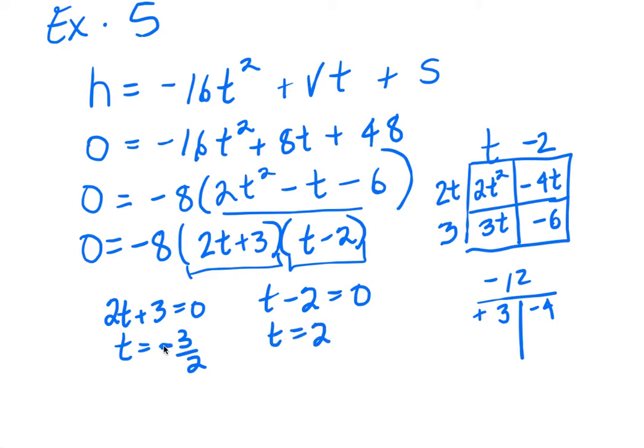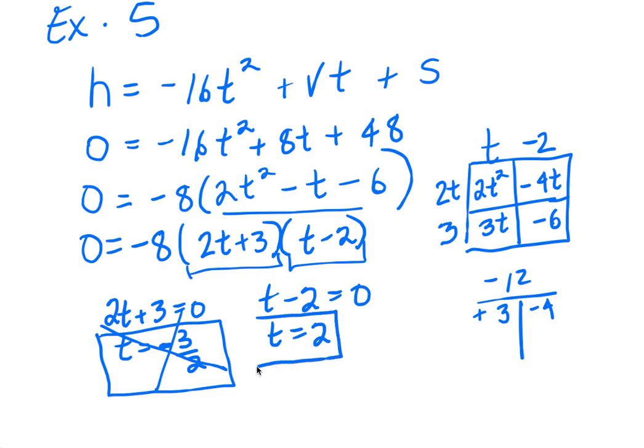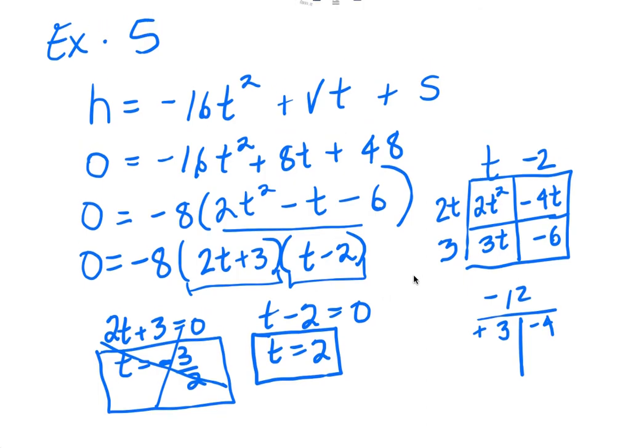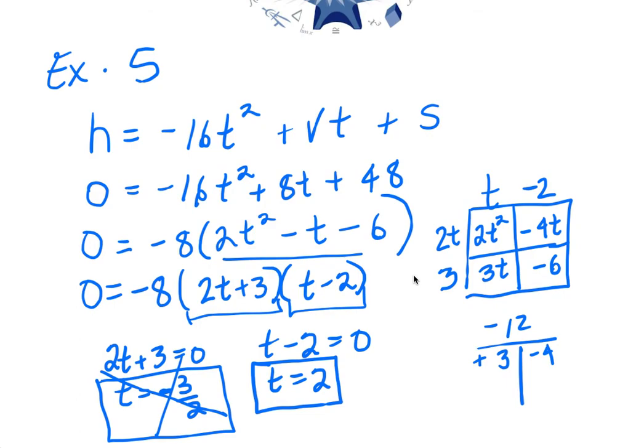Does it make sense to have negative time? It doesn't. So this is another example of an extraneous solution. It's correct algebraically, but it doesn't make sense in the context of this because we're not dealing with negative time. So t equals 2, that's the answer. It's going to take 2 seconds to make it to the water. Okay, all right, so that is it for section 10.6.